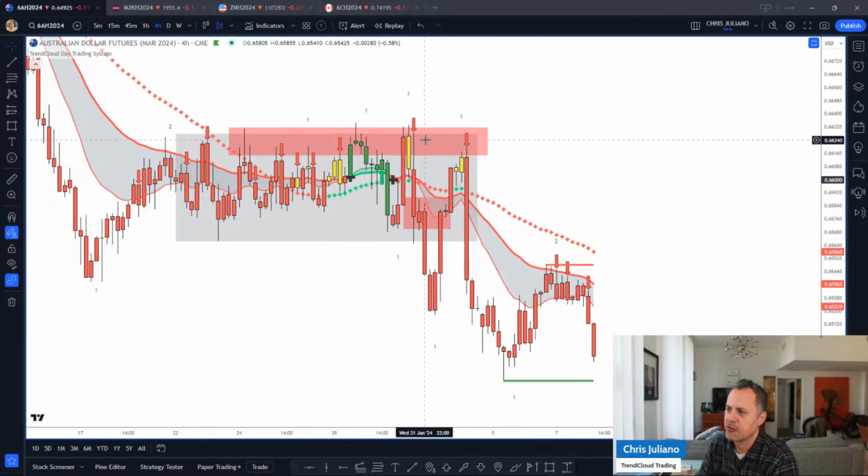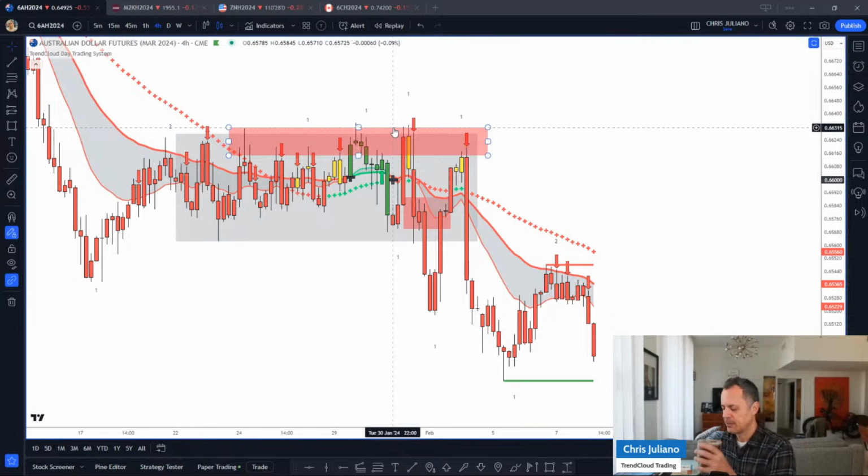So it just goes to show you that if one supply zone fails, always make sure you look at that top area of the consolidation, because it probably wants to retest. It probably wants to retest, and you'll actually get a bigger move out of it.